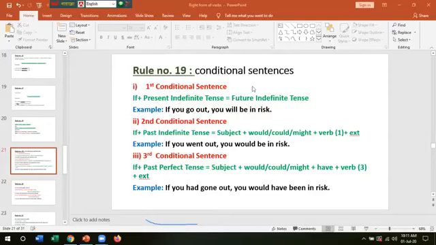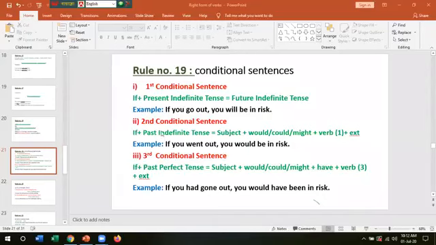First conditional sentence, that is the sentence which is conditional. It depends on the condition. If you go out, you will be at risk during this corona pandemic, during this corona time. If you go out, you will be at risk. Here, if plus present indefinite tense, if you go out, so we have used future indefinite tense, you will be at risk.